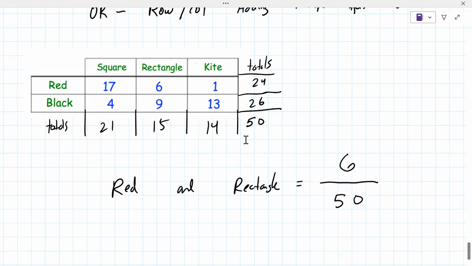Yeah. Sometimes the way the question could be written, it would say red rectangles. It doesn't have to say red and, it doesn't have to be exactly like that, but if it said red rectangles, you're supposed to be able to identify it. So let's try another one here.